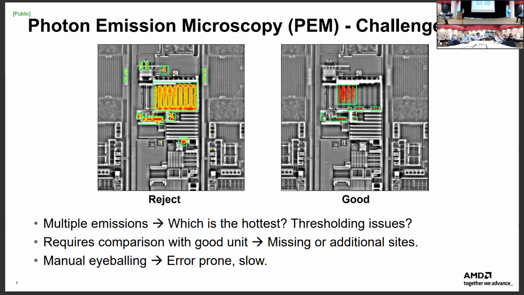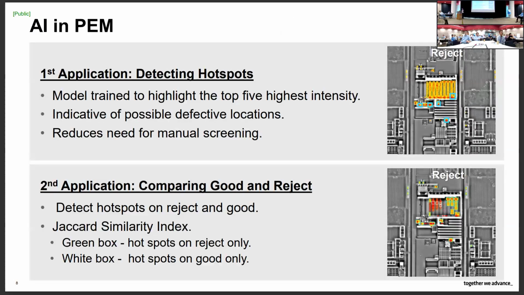So I think the problem is when you activate transistors, there's always a bunch of them that turn on. So which one is the hottest? Are there differences because there's thresholding issues? And generally, even in good devices, you get transistors turning on and emitting photons. So you need to know which one's a real site and which one's a false site. And if you're not so experienced and you manually eyeball, maybe you get the wrong location, which means you have a toss, not found.